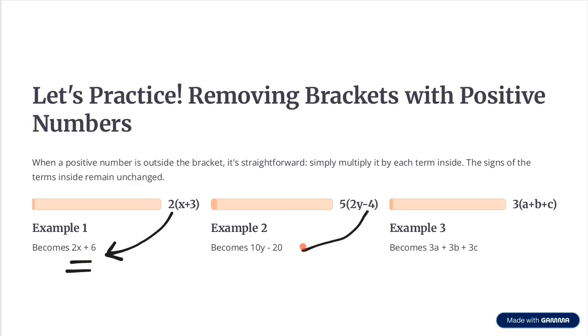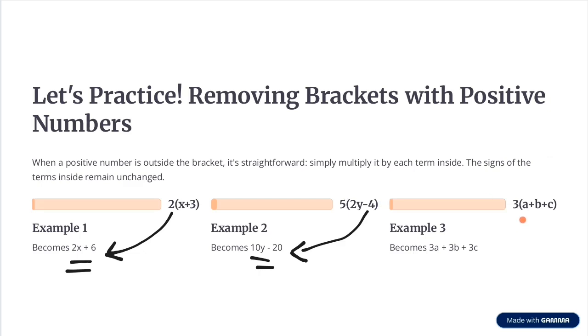Now here, look at this. 5 times 2y, 10y. 5 times 4, 20. So 10y minus 20. So you see that here there is no bracket. We've been able to remove the bracket by multiplying the number outside the bracket with all the terms inside the bracket.